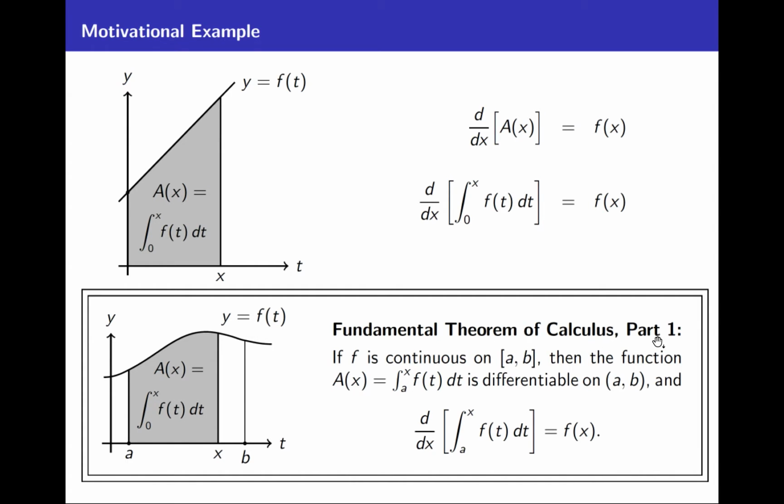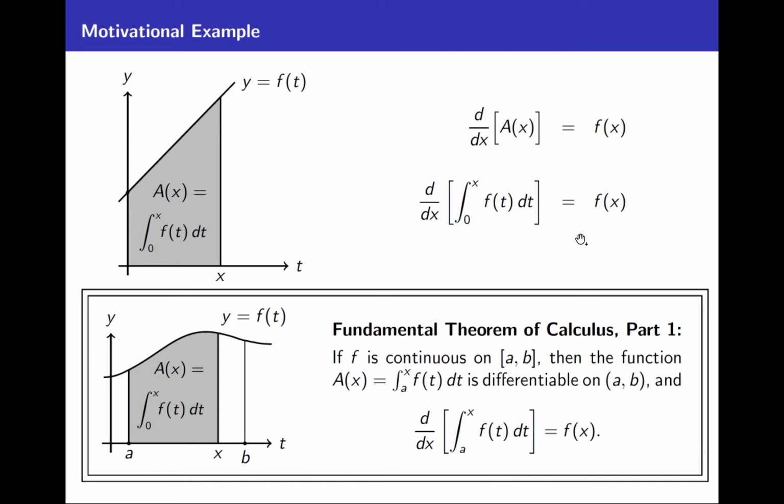There are going to be 2 parts of this, and this is part 1. And it states that what happened in this motivational example is always going to happen, not just for f of t equals t plus 2, but for any f of t. Fundamental theorem of calculus, part 1. If f is continuous on the interval from a to b, then the function a of x, which is the integral from a to x f of t dt, is differentiable on the interval from a to b, and the derivative of the integral from a to x f of t dt equals f of x.